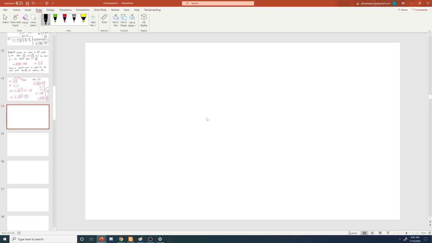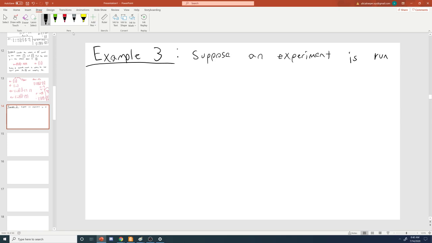Okay, good. All right, so for our next example, we're going to consider the problem of interpolation. Or, well, actually, in this case, it's just going to be linear regression. So example 3. Suppose an experiment is run three times.